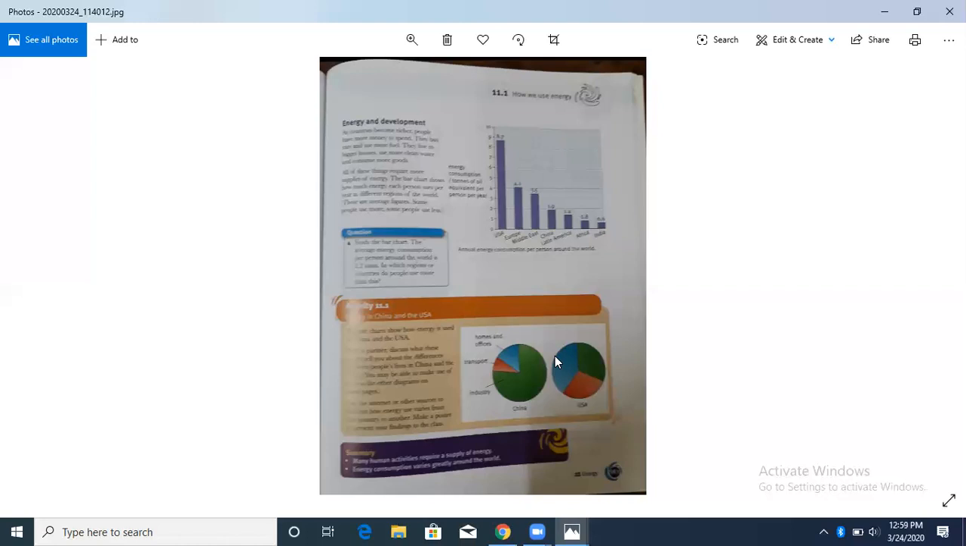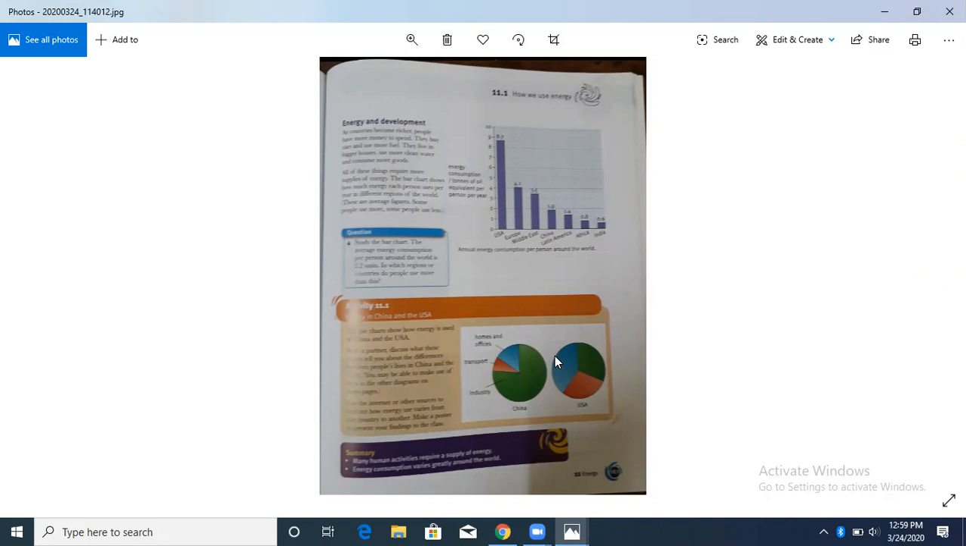Then look at activity 11.1. Here they have given two pie charts, of China and the USA. See the pie chart of the USA. They use approximately equal amounts of energy in their homes and in industry. Approximately 70% is for home and industry, and 30% for what? Transport. But in the left picture, China, what is there?